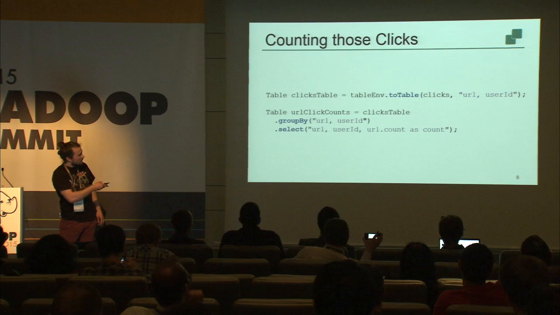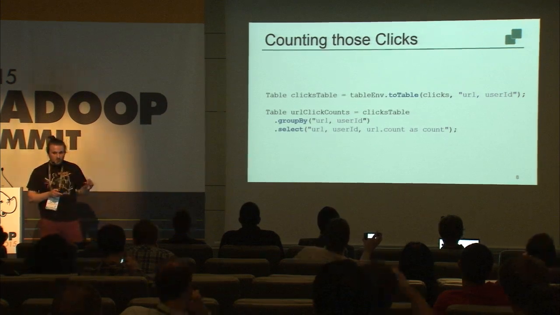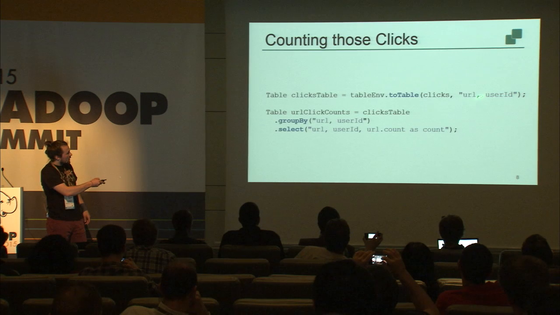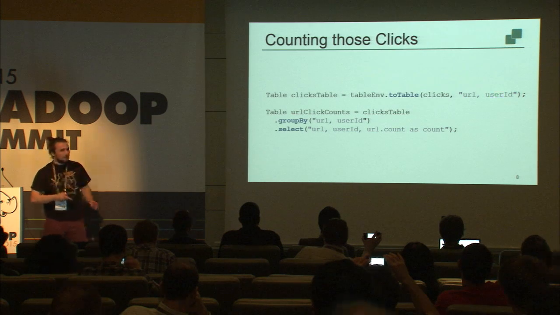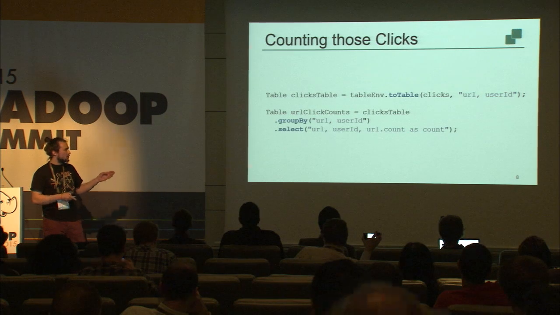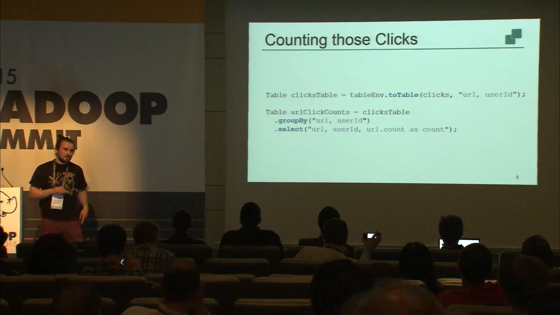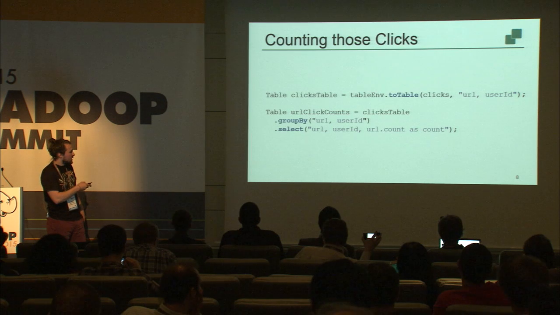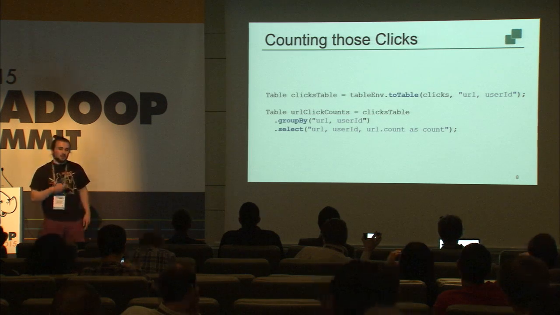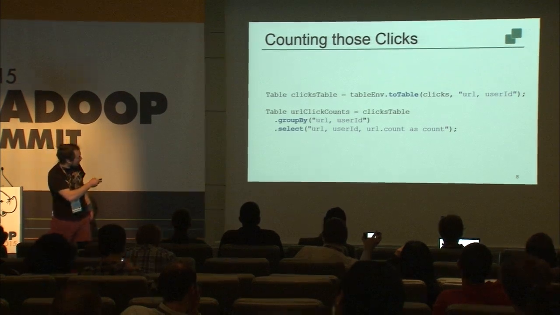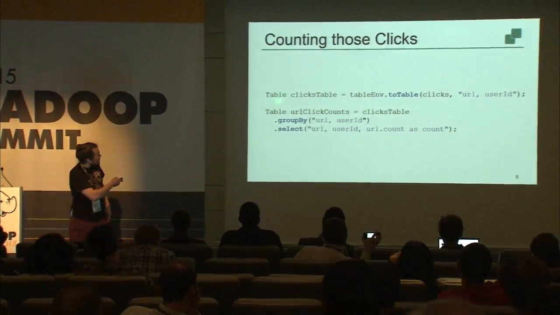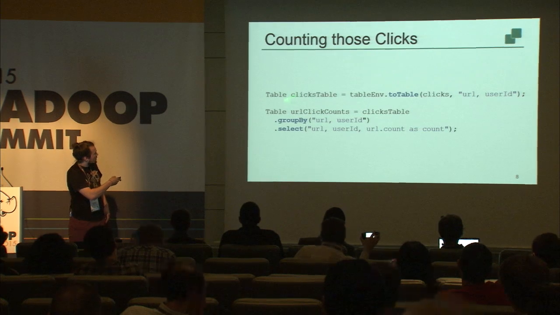So here we use this table environment to convert this clicks data set that we created earlier to a table. And the cool thing is, what we had was a two-tuple of a string and an integer, and here we are assigning names to these fields. So we are saying the first field should be called URL, and the second field should be called user ID. And the system knows in this table now there's a field URL of type string and a field user ID of type integer. And it tracks these types and makes sure that the operations that we perform on them are type safe and correct and don't fail at runtime for some strange reasons. So now we have this table that we converted this data set to.